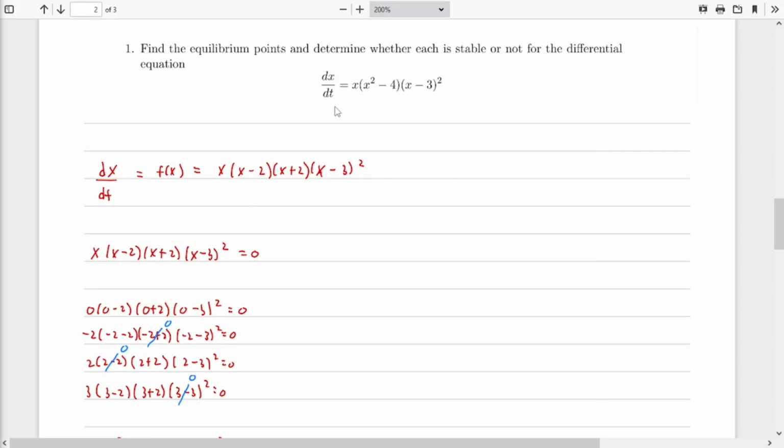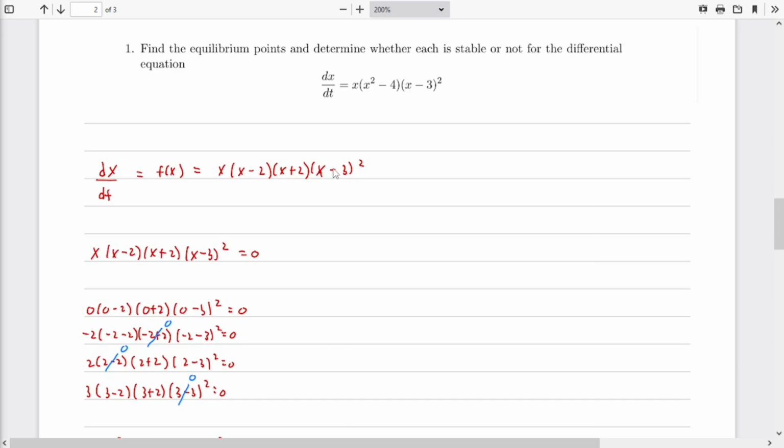For problem 1, it tells us to find equilibrium points and determine whether each is stable or not for the differential equation. In this case, we have dx over dt, or the derivative of the function f of x with respect to time, equals x times (x squared minus 4) times (x minus 3) squared. First, we have to find the equilibrium points, and to do that, let us set the function equal to 0.